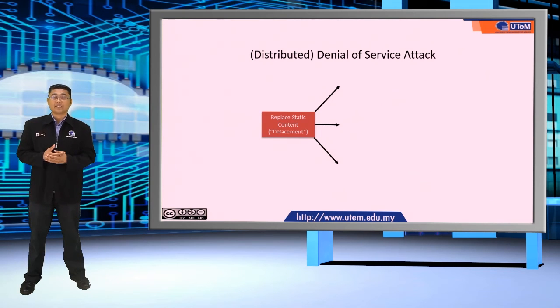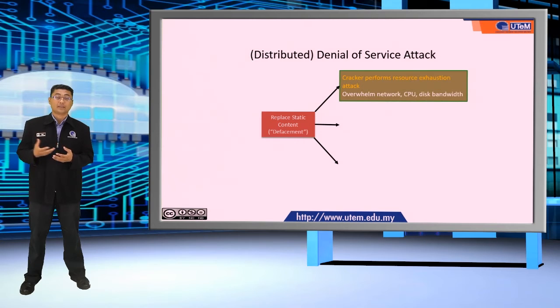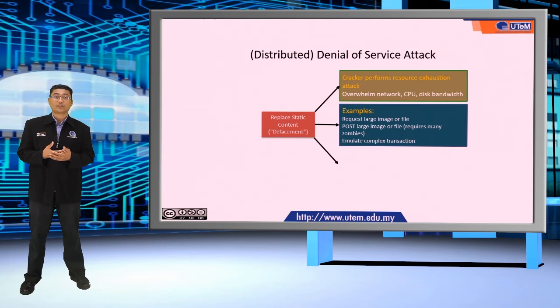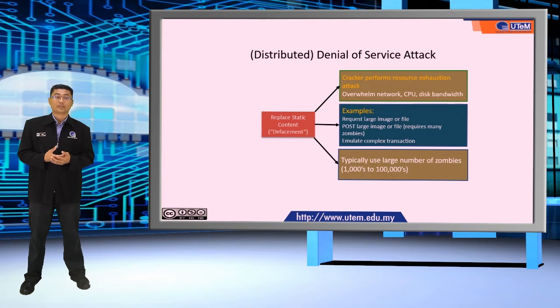A distributed denial of service attack can be caused by hackers or crackers who perform resource exhaustion attacks. This is where the server is overwhelmed with requests, causing the network, the CPU or the disk bandwidth to be filled with unwanted data. An example is requesting a large image or file, or posting a large image or file, required by many zombies. This emulates a complex transaction, and a zombie is the source point of attacks, which can be any other computer. There can be up to 1,000 to 100,000 computers that we call zombies.